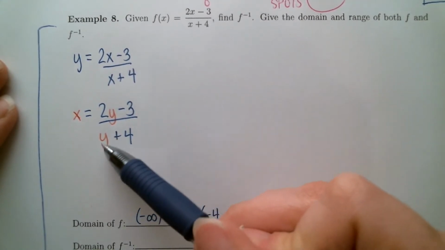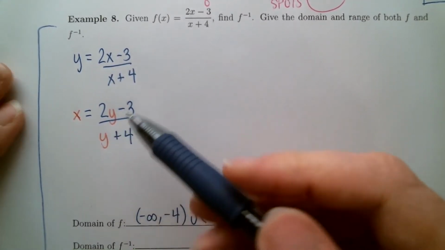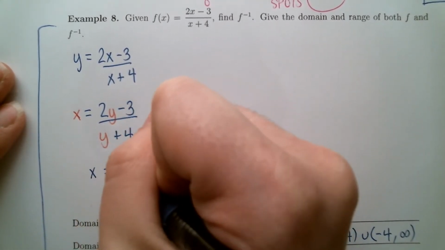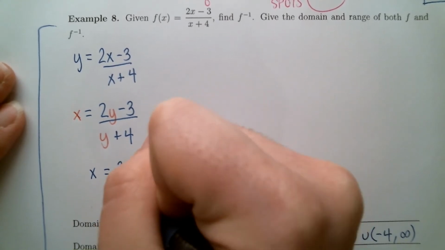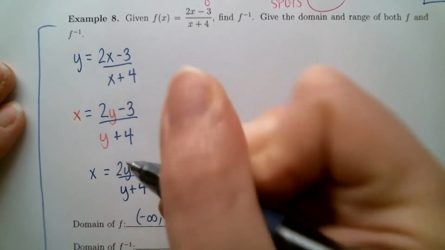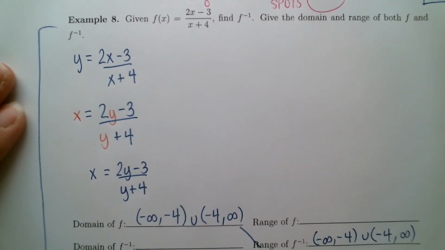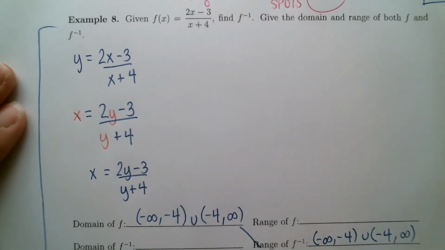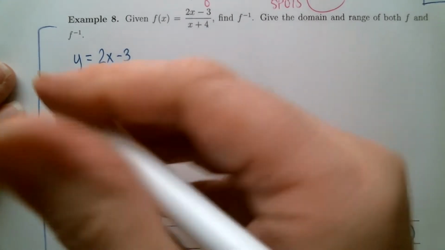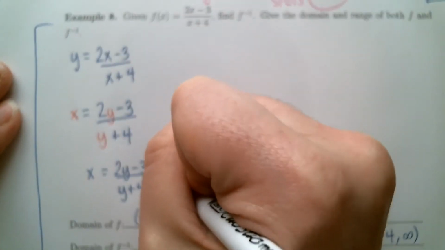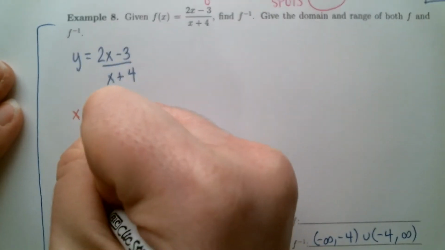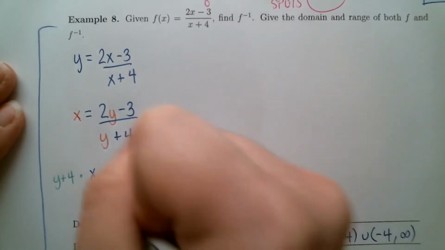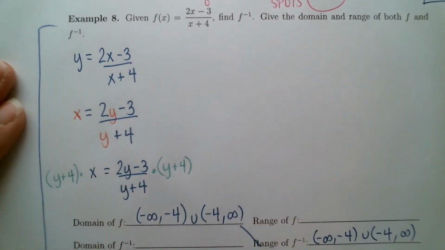We want to get rid of the fraction, so we're going to multiply by this denominator. So in the next step, I'm going to take both sides and multiply by the denominator, y plus 4. Whatever you do to one side, you have to do to the other. Remember, y plus 4 is going to be a package deal, so you've got to use parentheses.